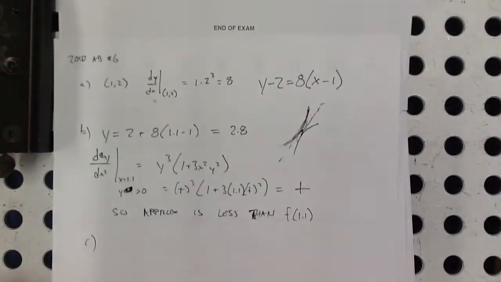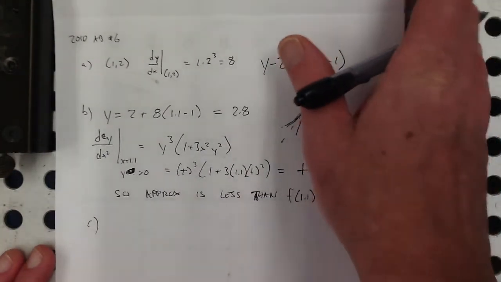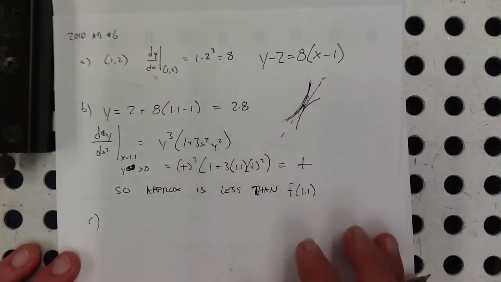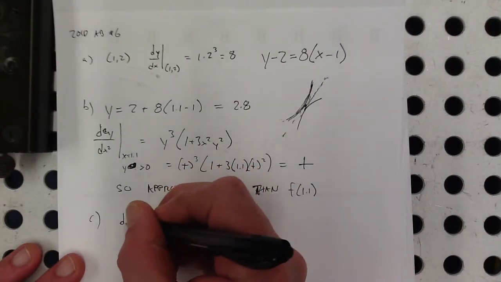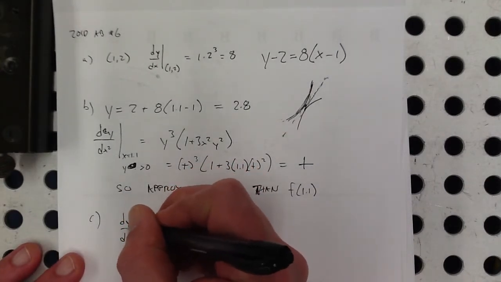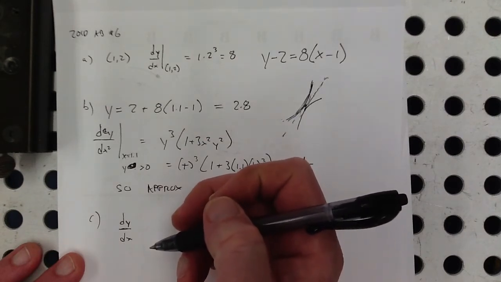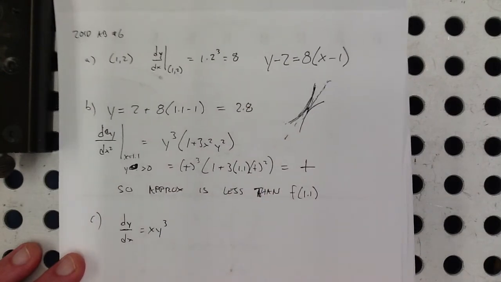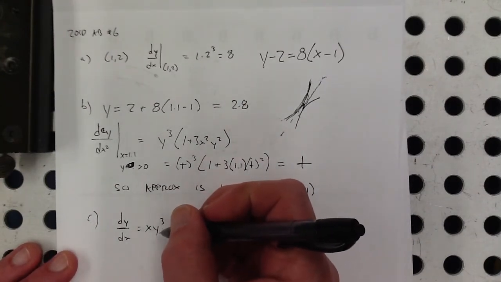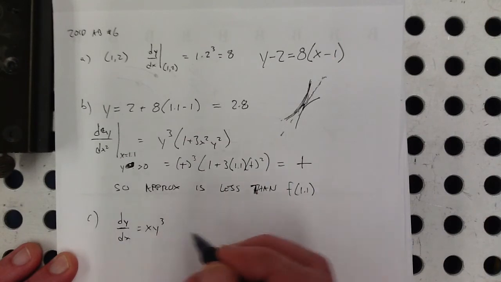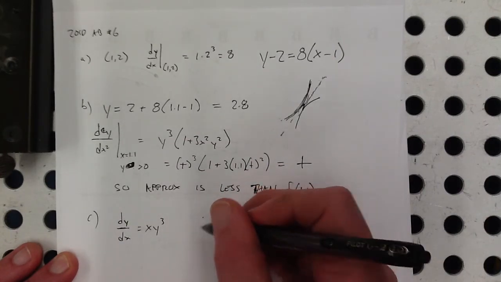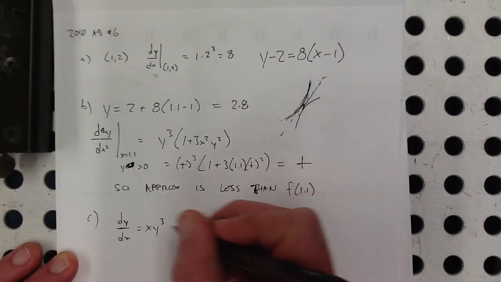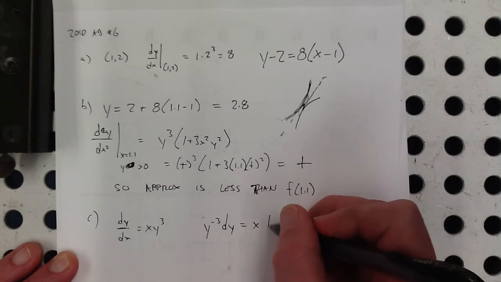Part C, find the particular solution with initial condition f of 1 equals 2. So this is where we separate variables and play that little game. That's section 9.1, if you wanted to review that in our calculus book. Okay? So separating variables, the y's have to come to this side. So when I divide y cubed over here, that's going to be y to the negative 3. The x stays on this side with the dx.